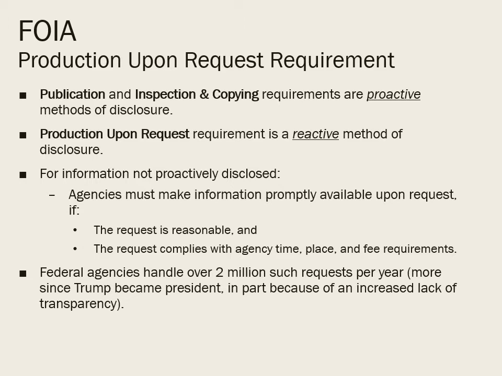So if you're making a FOIA request, you really do want to be very specific. Specific time period, specific memos, specific email addresses. The more specific that you can be, the more likely it is that your request is going to be considered reasonable, and that you're going to get what you want. And that's really important because federal agencies handle over 2 million FOIA requests per year. State agencies also handle a significant number of requests per year. Federal agencies, since Trump became president, the FOIA requests have drastically increased. And in part, that's been due to an increased lack of transparency.